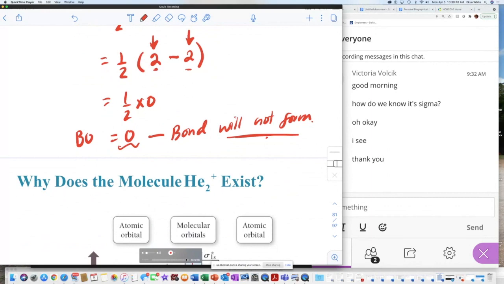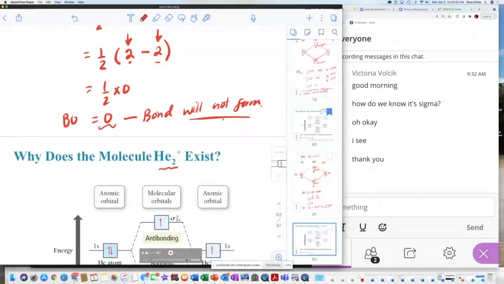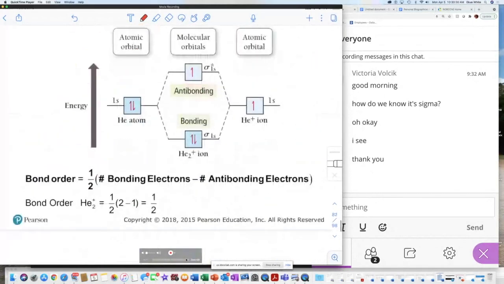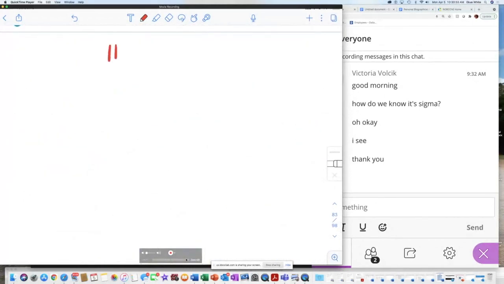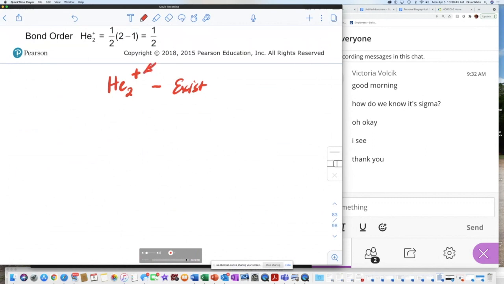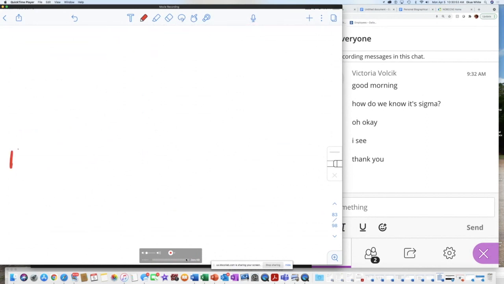Okay, after we've seen that He2 does not exist, how does He2 plus exist then? Let's see. So in an effort to try to make 2 heliums bond, scientists decided to bond He2 plus. And this actually exists. So how do we prove it exists? Same thing like what we did before. Remember in chemistry, plus means lost 1 electron.